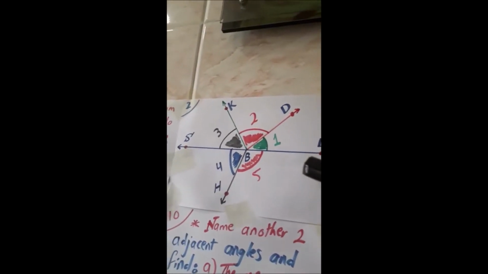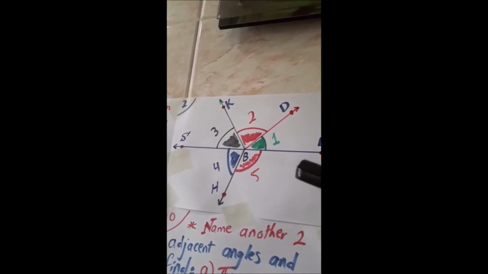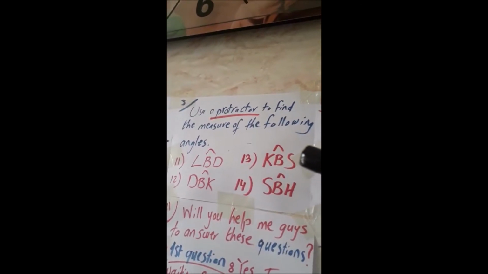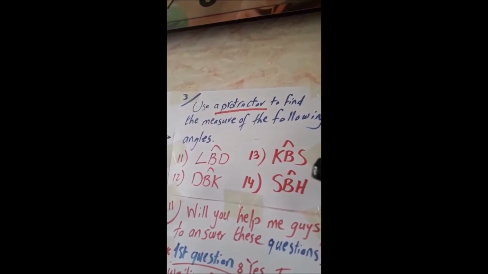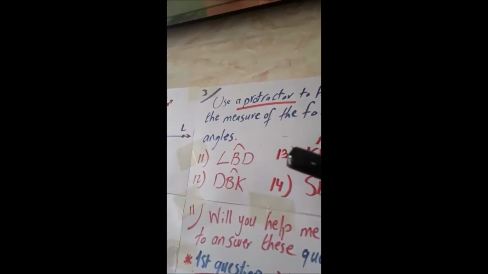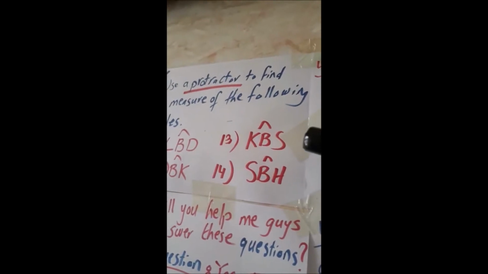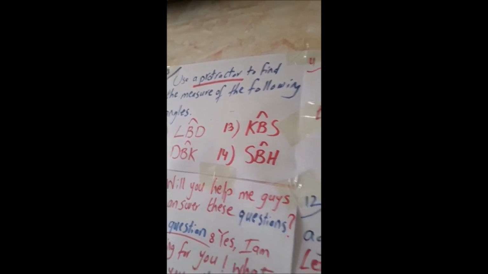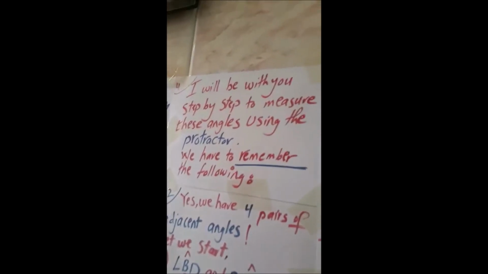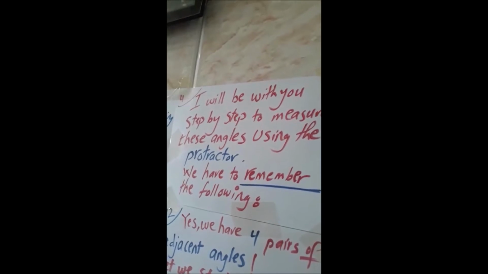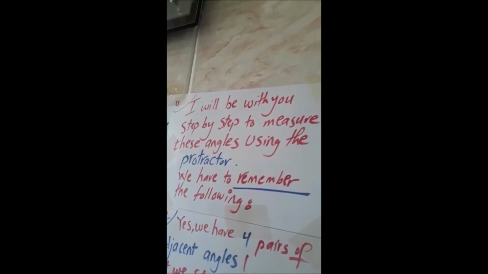Excellent, guys. So we name these angles in 2 ways. So we have 5 angles. So he's asking us to use the protractor to find the measure of the following angles. Let me read them. Number 11, LBD, DBK, KBS, and SBH. So I will be with you guys step by step to measure these angles using the protractor. But we have to remember the following things as we know before about the protractor.